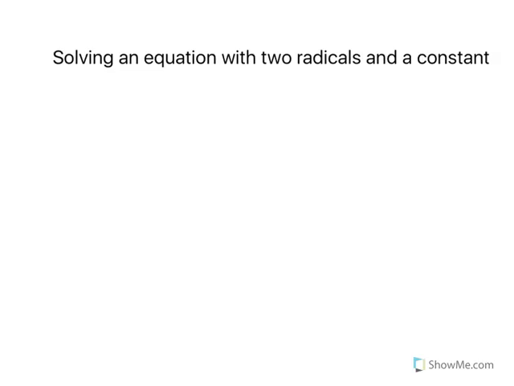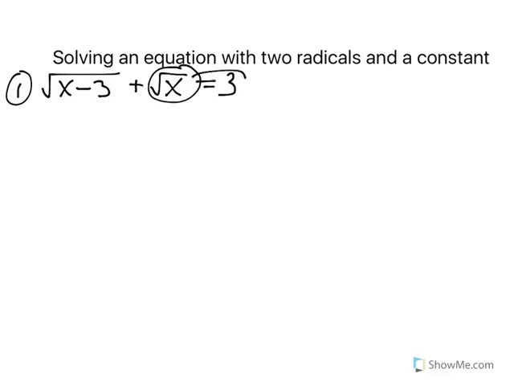So here's our last type of problems. This is when we're solving an equation with two radicals and a constant, and these are the most difficult. So our first example will be square root of x minus 3 plus the square root of x equals 3. So we want the radicals on opposite sides. So I'm going to move the square root of x over to the right. So that gives us square root of x minus 3 equals 3 minus the square root of x.